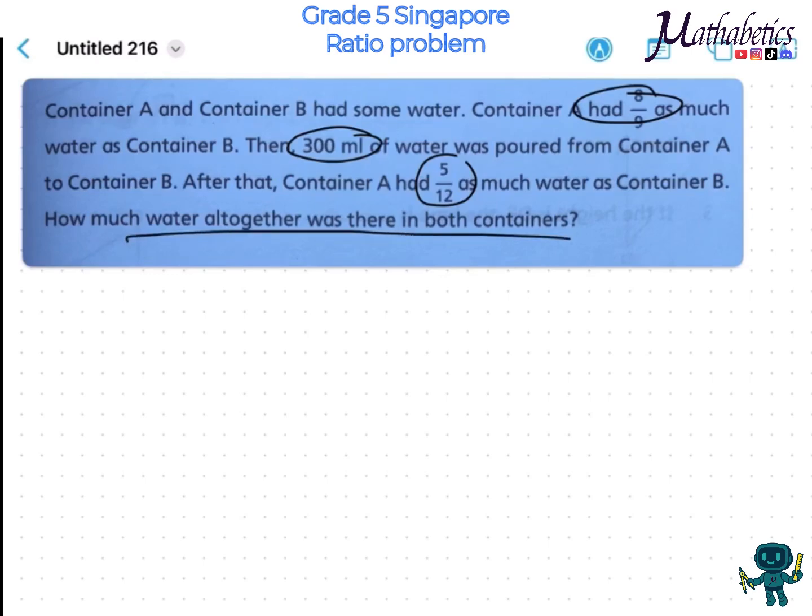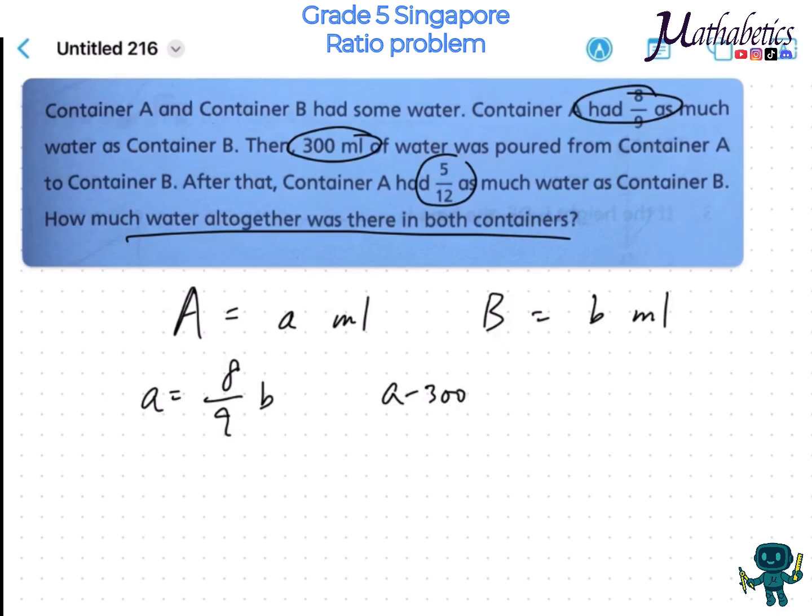So if we do an algebraic approach, we want to let A be A milliliters and B be B milliliters. Now we can express the first equation, A equals 8/9 of B. Okay. Now in the second equation, we're going to subtract 300 from A, and it's going to be 5/12 of what B gains, which is 300 more. And we're just trying to solve these two equations. So it's going to take some time.